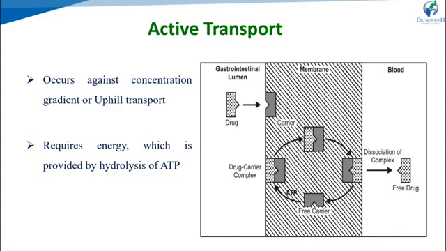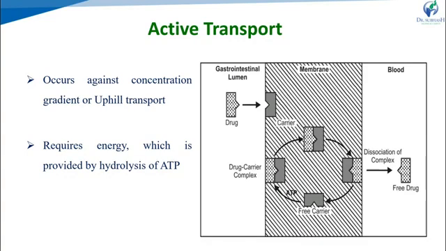Why? Because active transport goes against the concentration gradient, meaning it goes from low to high concentration. In diffusion the drug moves from a higher concentration to a lower concentration. In active transport it goes against the concentration gradient, low to high. So it is uphill transport, and it requires energy, which it gets from ATP. Facilitated diffusion and active transport follow mixed order kinetics.